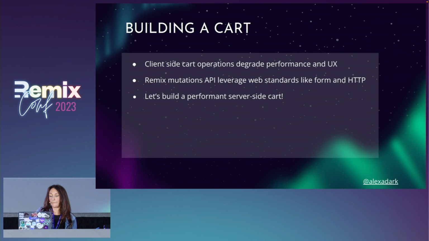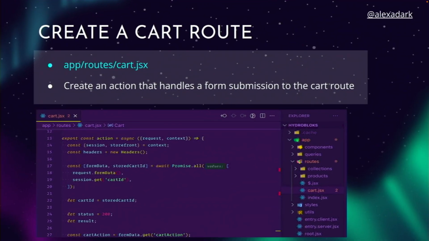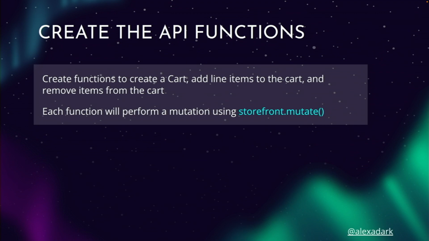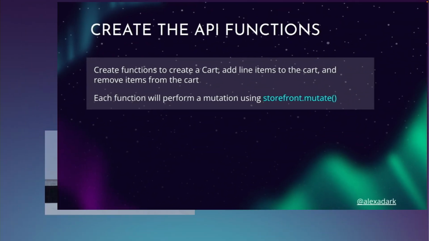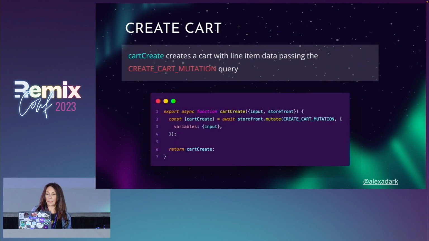So first, we create a cart route, and in this cart route, we create an action that handles the form submission to the cart route. And now we need API functions. We need a function to create a cart. We need a function to add items to the cart. We need a function to remove items from the cart. And each one of these functions will perform a mutation using storefront.mutate.